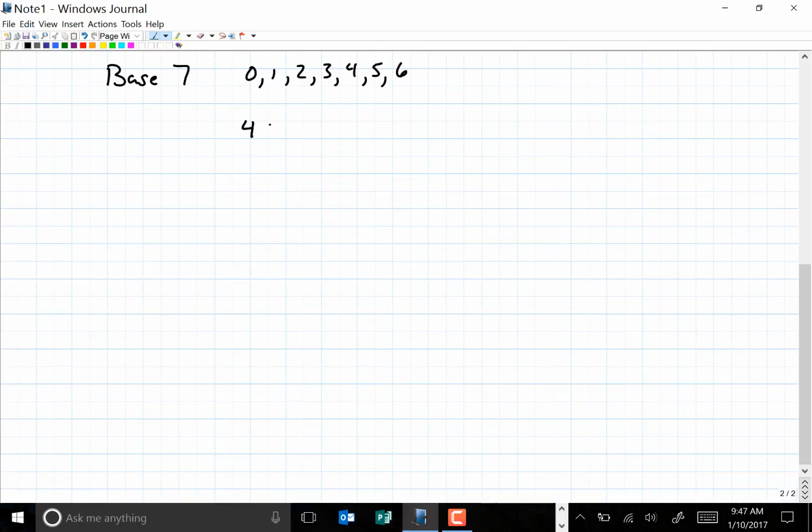So if I have a number like 423 in base 7, then the digits represent the 7 to the zeros, because we're in base 7, the 7 to the 1s, and the 7 squareds. So 4, 2, 3. I have 4 7 squareds, or 4 49s, because 7 squared is 49. And then I have 2 7s, and then I have 3 1s.